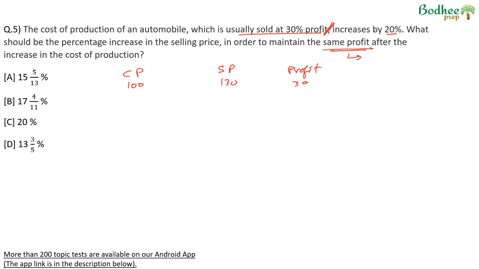Now the cost price is increased by 20%, so new CP is 20% more than 100, which is 120. What should be the increased selling price in order to maintain the same profit? The profit that we need is still 30, and therefore the selling price has to be 150. So the increase required is an increase of 20 on a base of 130, into 100.